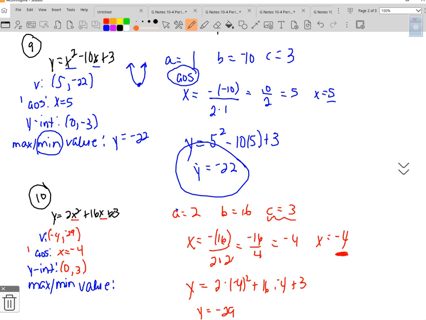Remember, this one is a positive a, so we know it opens up. That makes our vertex a minimum value. Remember, our minimum value is always our y here. Y equals negative 29.